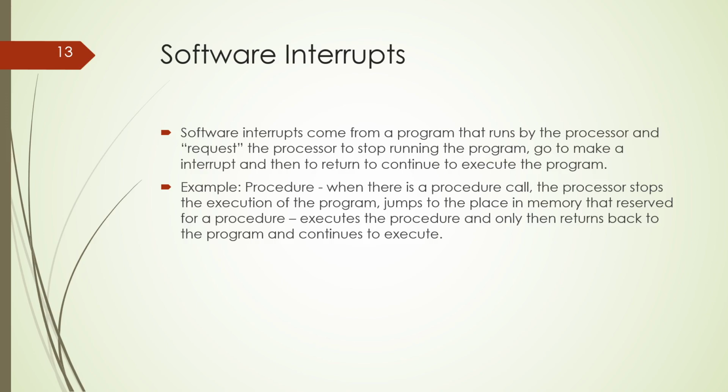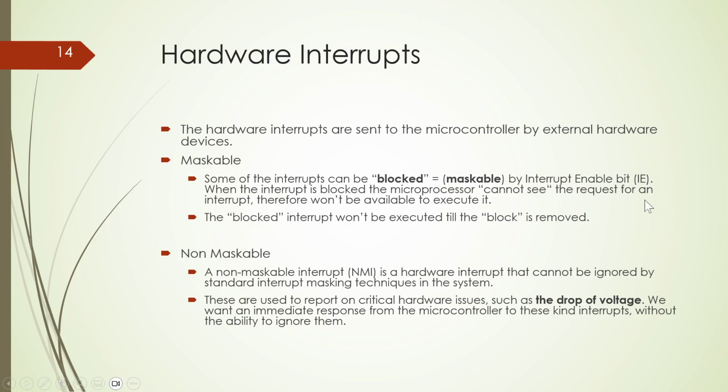Software interrupt comes from a program that runs on the processor and requests to stop running the program, go to make the interrupt, and then return to continue executing the program. For example, when there is a procedure call, the processor stops execution of the program and jumps to the procedure, and so on and so forth. This is how you set up a software interrupt. But what you do in your lab session is the hardware interrupt, sent to the microcontroller by external hardware, which is the pin.